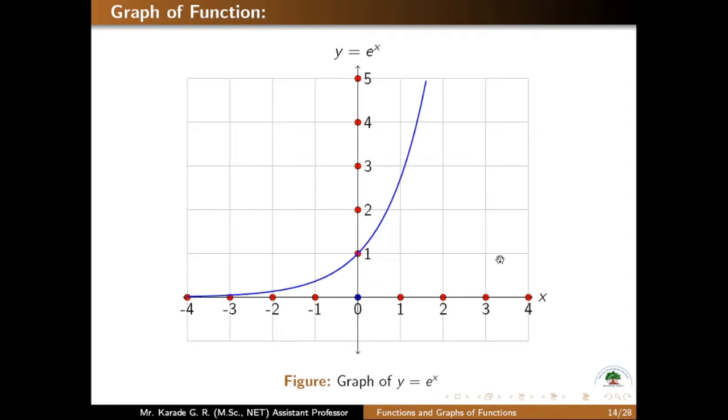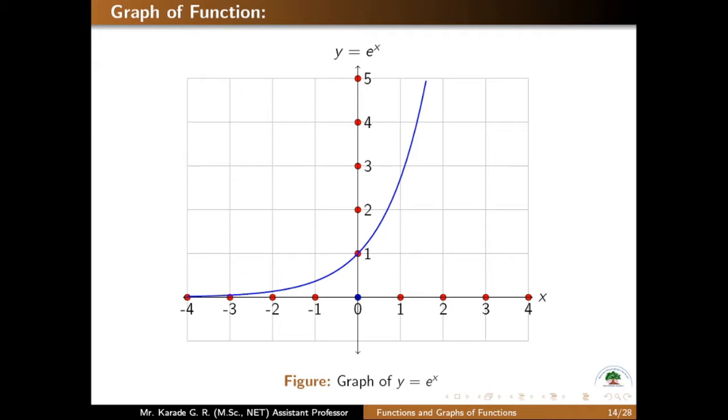Now next see the exponential function e raised to the power x. So see the graph of that function. If we observe the graph of this function, we will see that going from left to right, as values of x go on increasing, the values of function e raised to the power x go on increasing. So we say that this function is an increasing function.